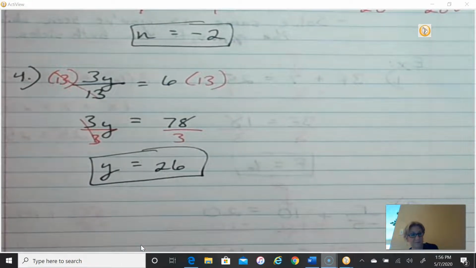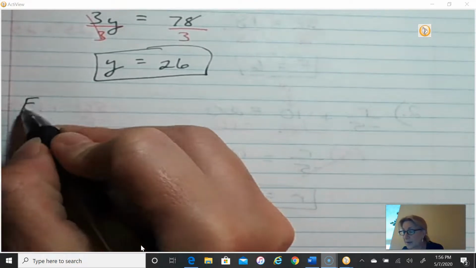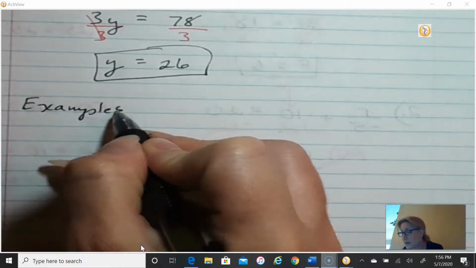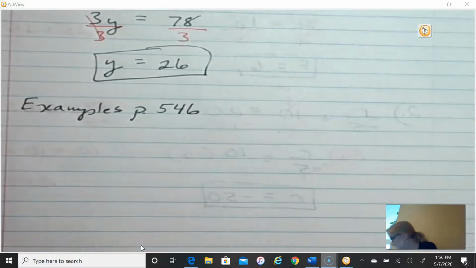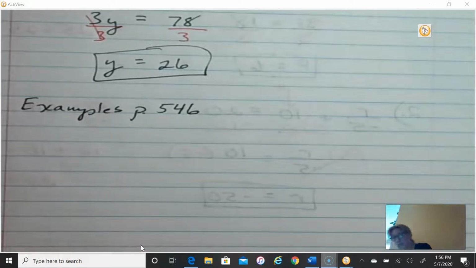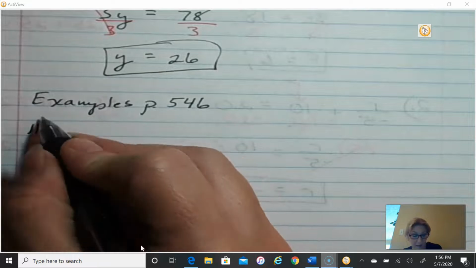There you go. Okay, so now let's go ahead and do some work from our book. Let's do examples, page 546. All right, 546. Now we're going to drop down to section B, okay? Because section A, that's just dumb. That's going to confuse you even more because you have to write out what you do. Y'all know if you can do A, then you can do B. So we're going to start with B.